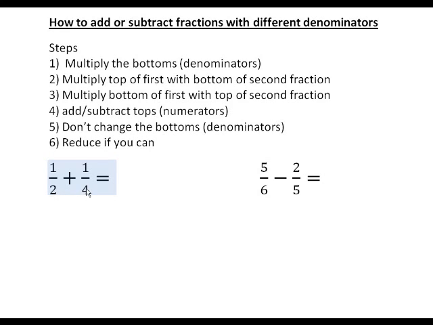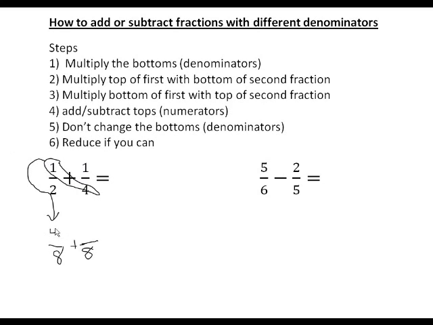I have a 2 on the bottom and a 4. 2 times 4 is 8. When you multiply the bottoms, this forms your new bottom, your new denominator. Step 2, multiply the top of the first with the bottom of the second. So we're going to multiply 1 times 4, and we're going to put this right here. 1 times 4 is 4.